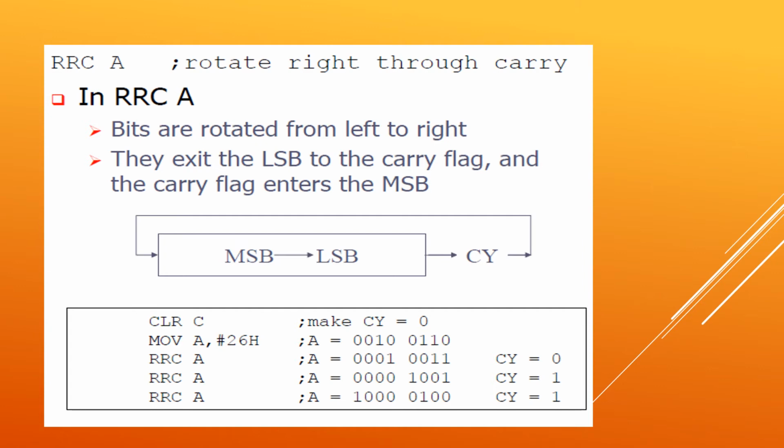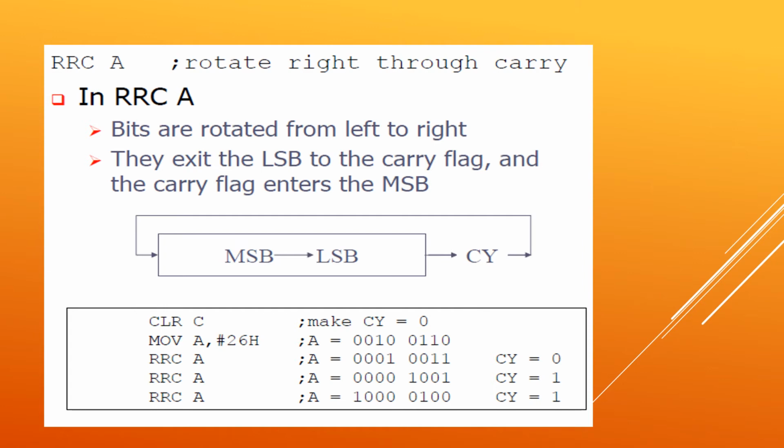Now first line I have written RRC A. So what is the effect? Rotate right through carry. So at present our LSB bit is 0. You can see in the accumulator content 26, there are 2 and 6. So 6 is our lower nibble. So it is 0110. That means LSB bit is 0. Now that 0 will enter into the carry bit and the carry bit will come to the MSB position, and automatically all the other bits are going to get shifted towards right.